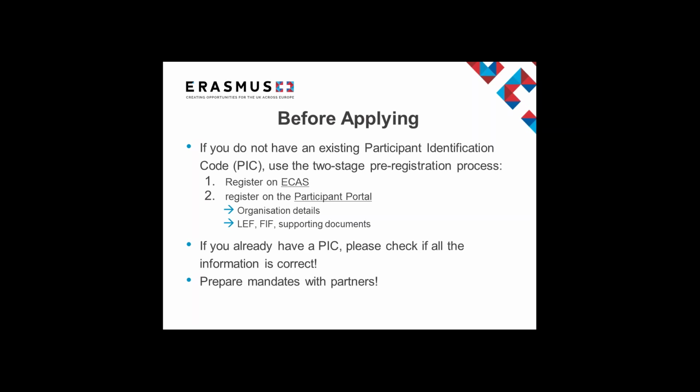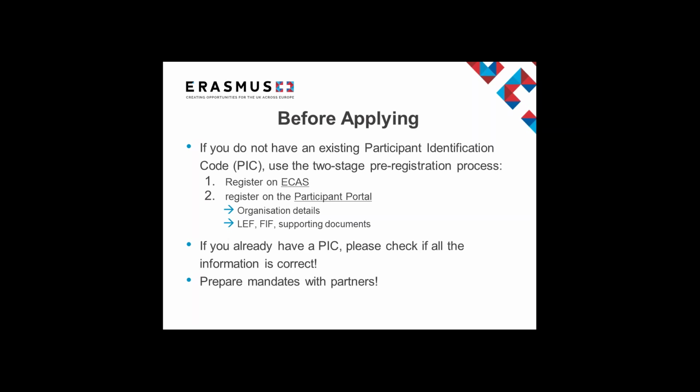If your organisation already has a PIC, you should use that one and not create a new one. Please make sure all the info is still up to date. If your organisation does not have a PIC, and please do double check, you'll need to obtain one. Please bear in mind that if you're applying for a new PIC, it's important to make sure that you register onto the correct participant portal, as there are different ones.